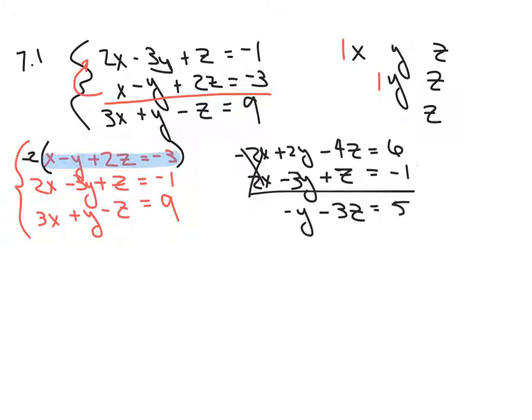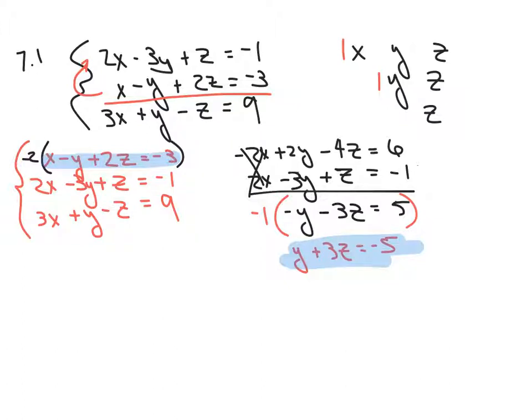But remember, I said this has to be a positive 1, and right now it's a negative. So I'm going to multiply the whole thing by negative 1. And that's going to give me y plus 3z equals negative 5. And that's what I want, because remember, I wanted to get rid of the x, and I wanted to make the y positive. So once that's done, I'm going to do this in blue again. That's locked in place. That won't change.